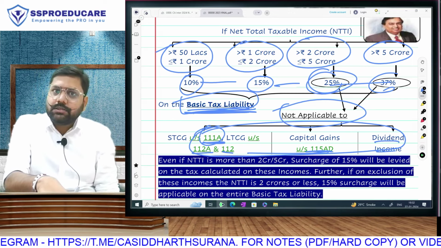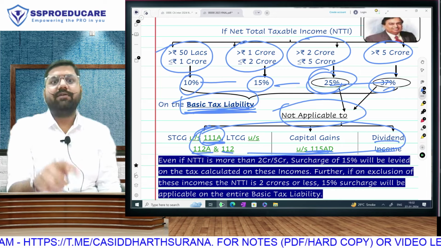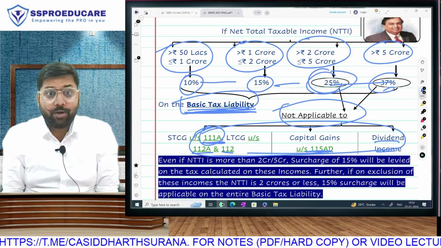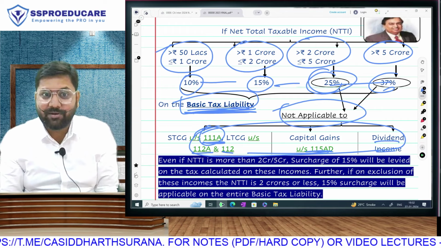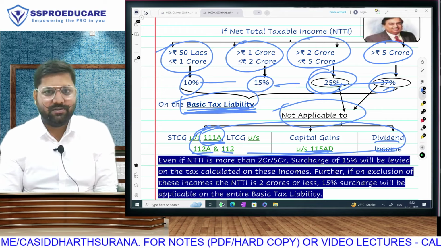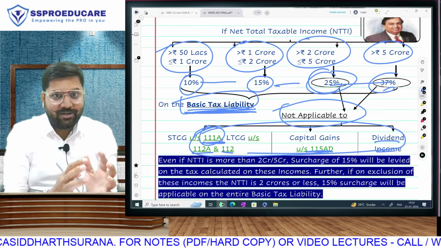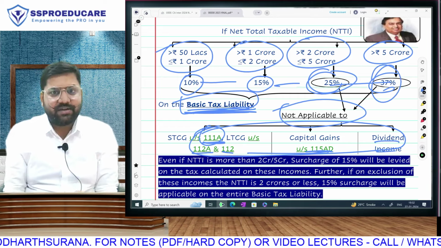On that tax, highest I will apply 15% surcharge. Then normally if you cross 2 crore, then 25 becomes applicable. Now, supposing my salary income is 200 crores. Then after calculating basic tax, I will have 37% surcharge.